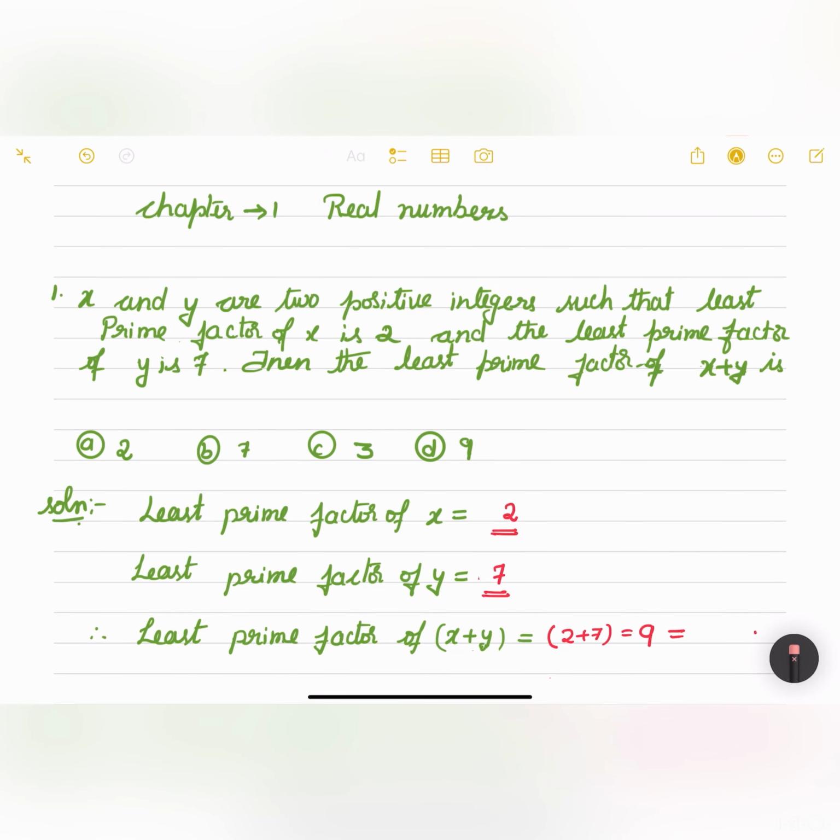This video is about the real numbers from 10th standard CBSE syllabus. Let us start with the first numerical, I have taken 10 MCQs in this video.